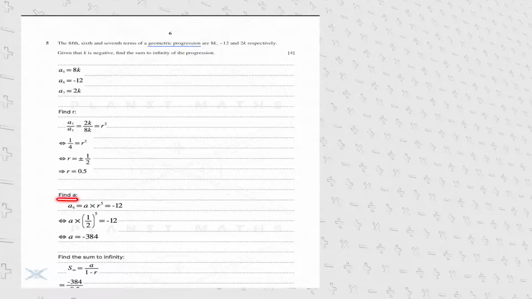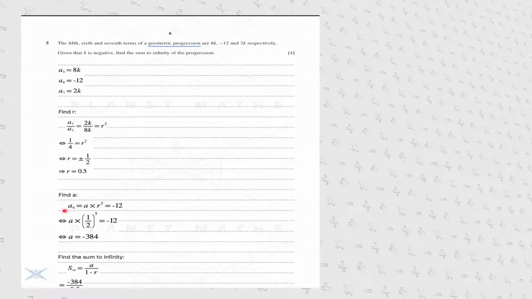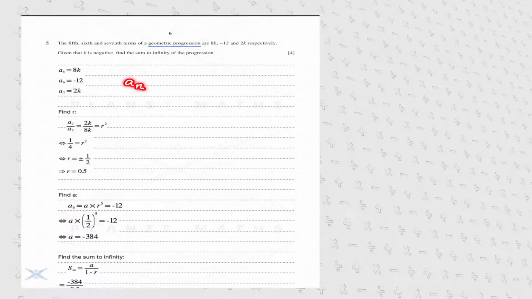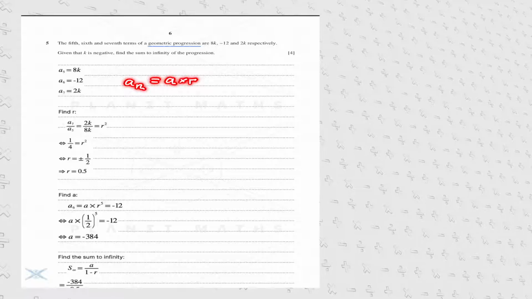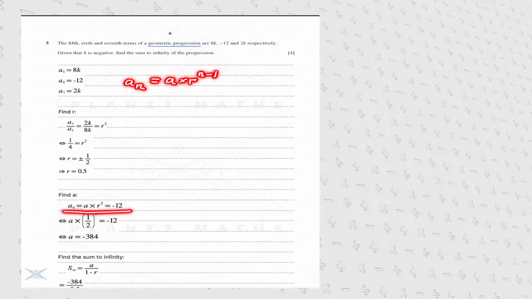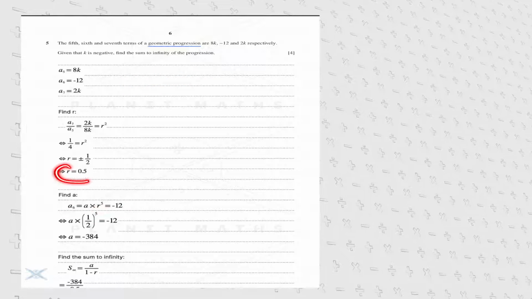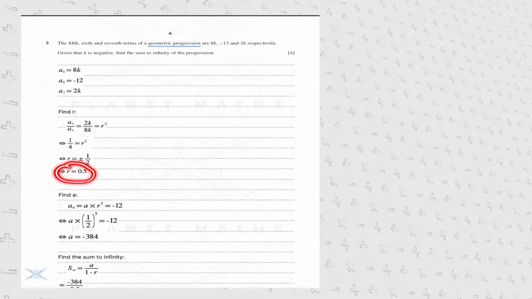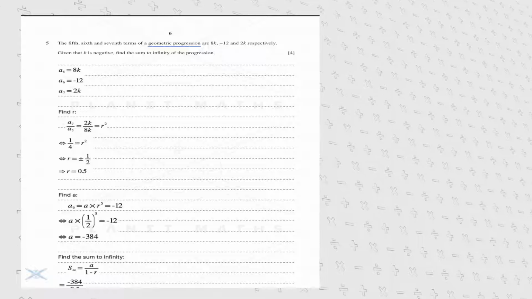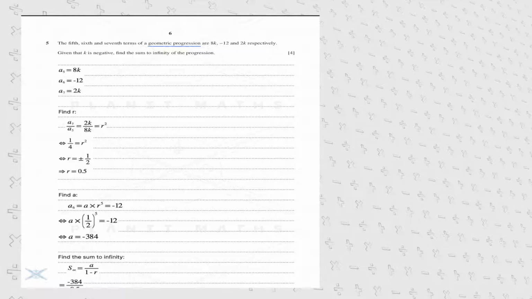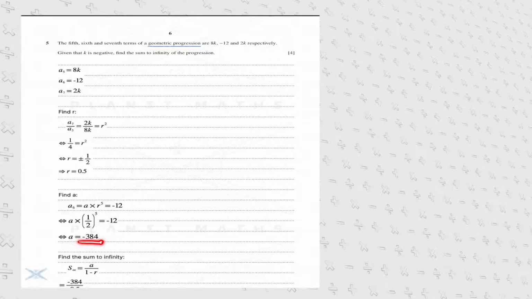From here we can now find our value for a, namely by exploiting the fact that a_n can be found by multiplying a with the common ratio to the power of n minus 1. We can substitute r for 0.5, which we have determined in our previous step, and from here we just need to rearrange our equation for a, which delivers us the first term of this geometric progression, which is -384.